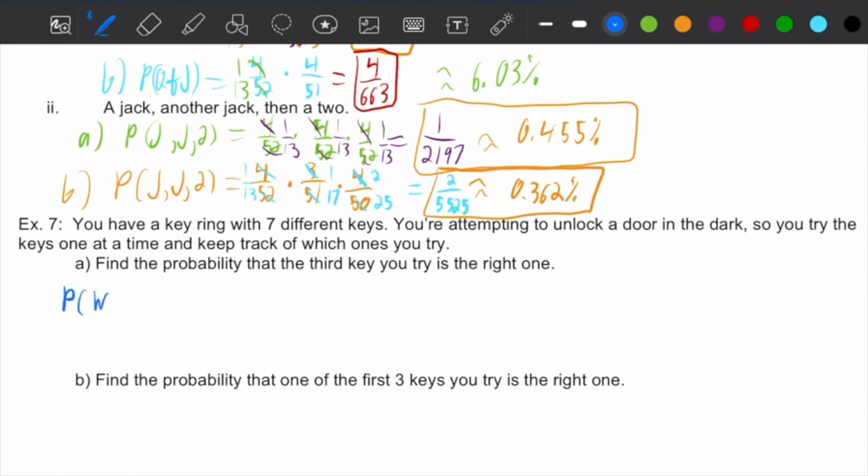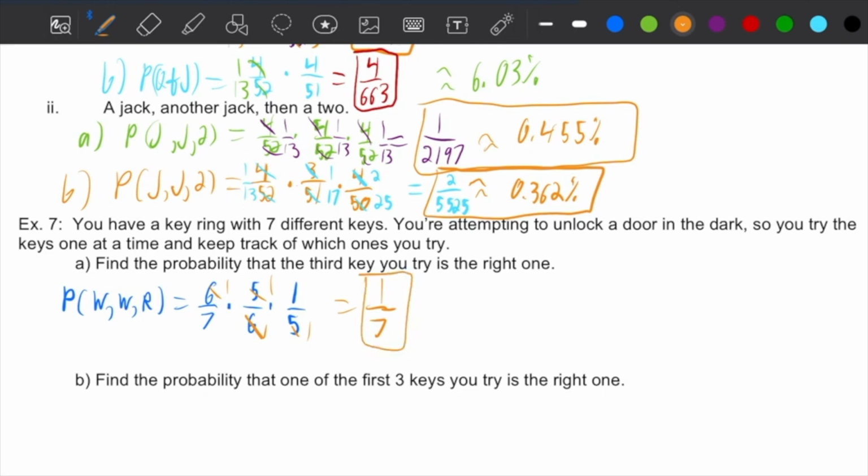So that means the probability that the first one's wrong, the second one's wrong, and the third one's right. So the probability that the first one's wrong, well, 6 out of 7 keys are going to be wrong, because only 1 out of 7 works. The probability that the second one's wrong, 5 keys that are still wrong, and 6 keys left to try. And the probability that the third one's right, well, you only have 5 keys left, and 1 of them's right. So we can reduce here, 6 and 6 reduce, 5 and 5 reduce, so 1 and 7, meaning if you do this 7 times, then 1 time that you should get the right key on the third try.